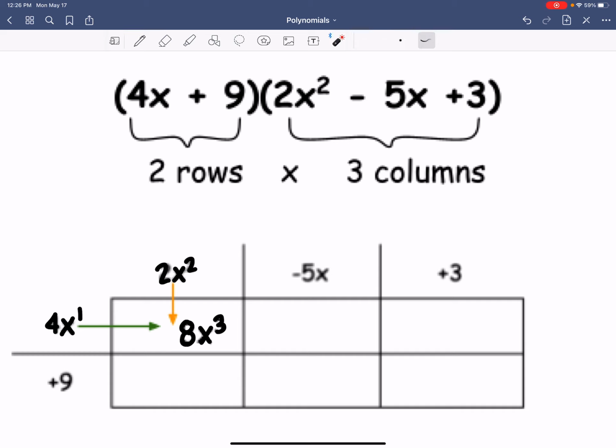Now we're going to continue that. We're going to multiply 4x times negative 5x, and that's going to go in this box. So 4 times negative 5 is negative 20. x times x is x to the second power, or x squared. Then we have 4x times positive 3. So we're going to multiply 4 times 3, which gives us 12, and then we still have to multiply by that x.